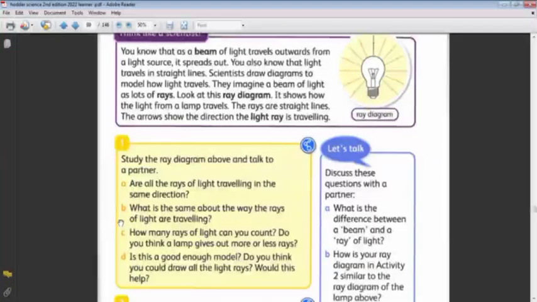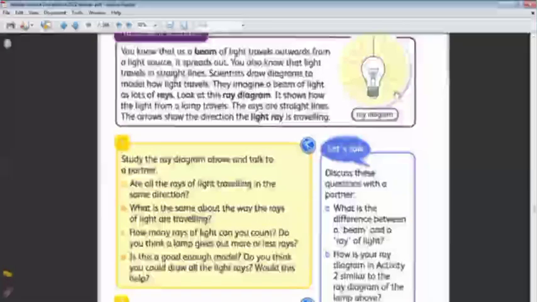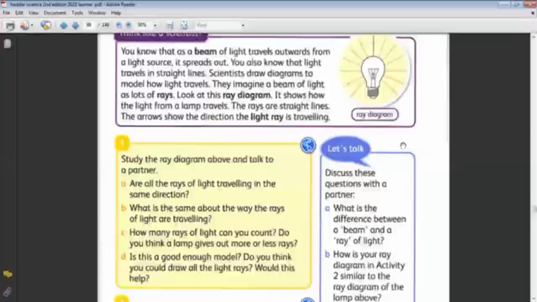Okay. Question B. What is the same about the way the rays of light are traveling? What are the similarities between them? Straight line. Yes, they travel in a straight line. Very good. C. How many rays of light can you count from this ray diagram? 13. Yes.